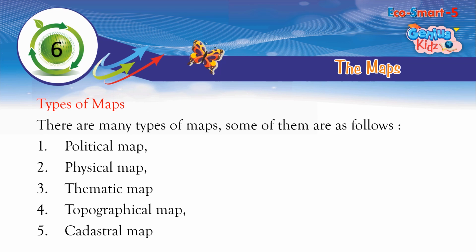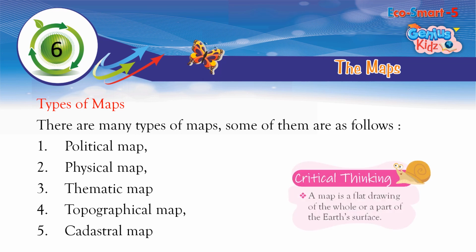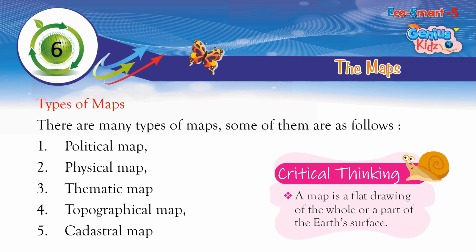Types of maps. There are many types of maps. Some of them are as follows. 1. Political map. 2. Physical map. 3. Thematic map. 4. Topographical map. 5. Cadastral map. Critical thinking. A map is a flat drawing of the whole or a part of the Earth's surface.